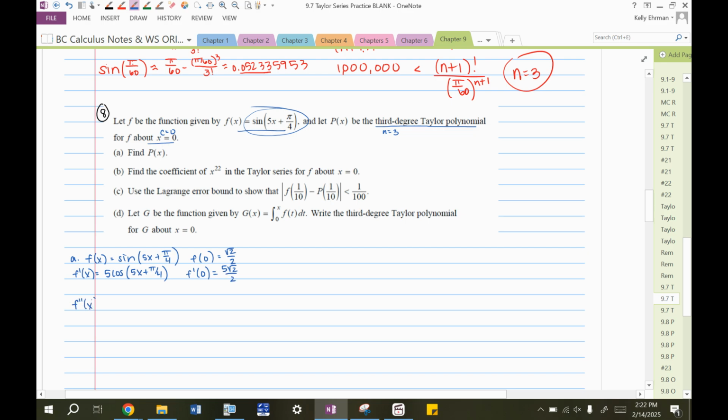F double prime of x will be negative 25 sine of 5x plus pi over 4. F double prime of 0 will be negative 25 times radical 2 over 2. And our last one, f triple prime of x will be negative 125 cosine of 5x plus pi over 4. And f triple prime of 0 will be negative 125 radical 2 over 2.